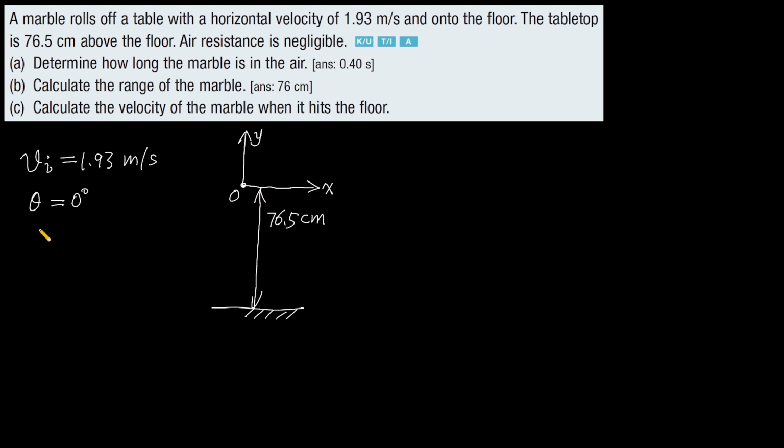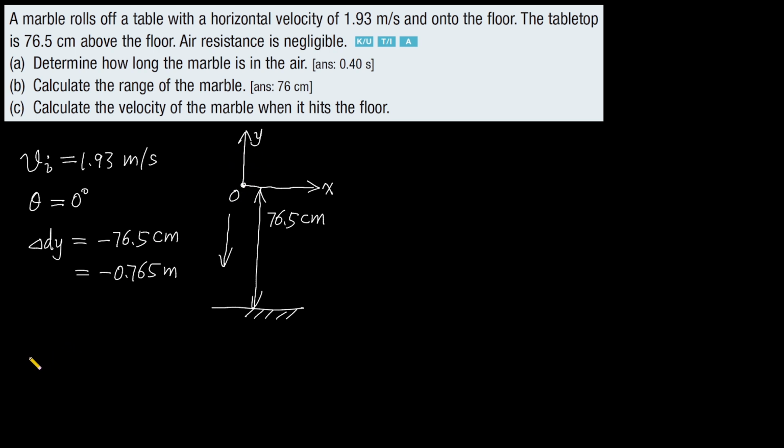So we know the vertical displacement delta y is negative 76.5 centimeters, and this equals negative 0.765 meters. It's negative because the marble rolls off the table and goes down this way. So the direction of its vertical displacement is opposite to the positive direction.